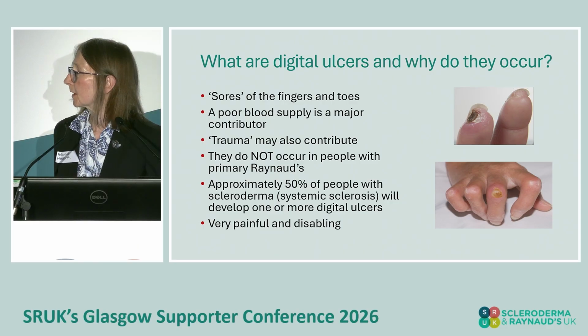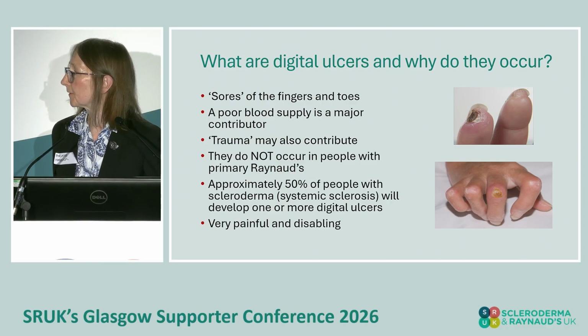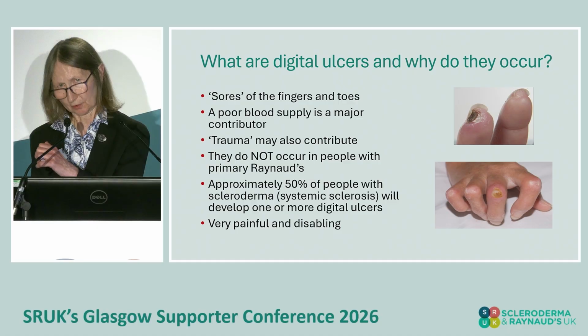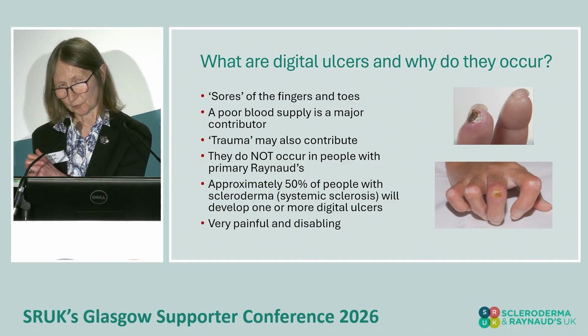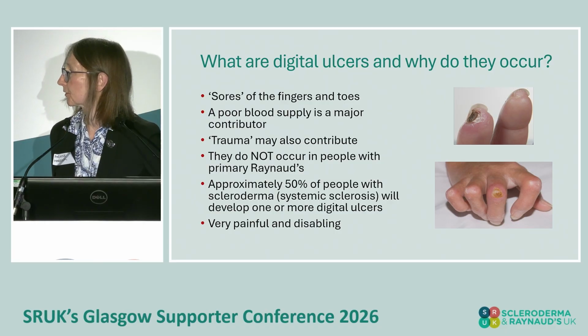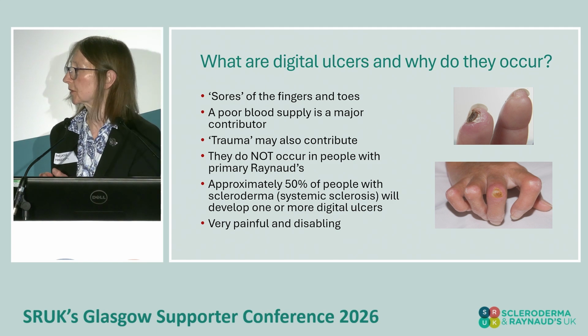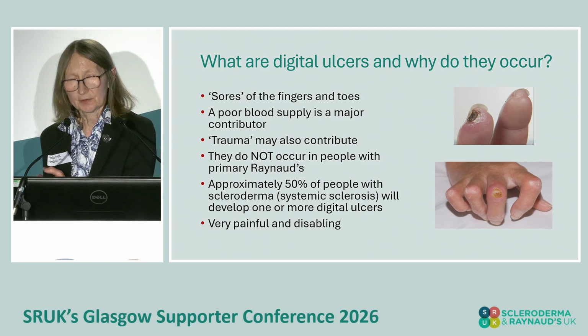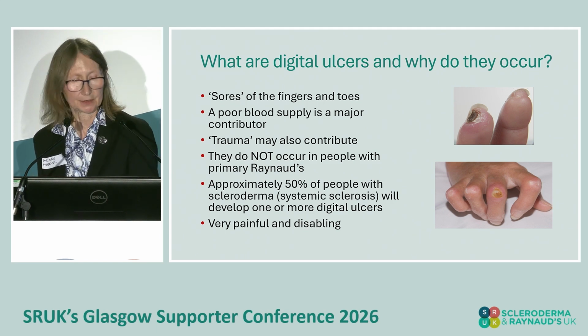This individual, as you can see here, has got marked contractures of her fingers because unfortunately she has severe systemic sclerosis with these contractures, very tight skin. And this means that the skin is stretched over the joints, and that makes them liable to ulcerate.